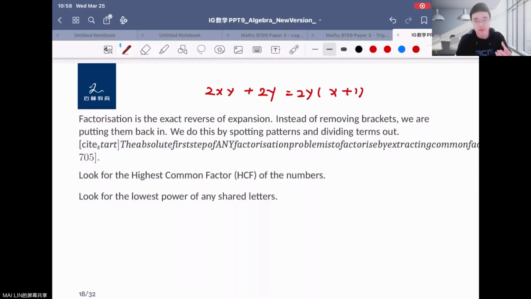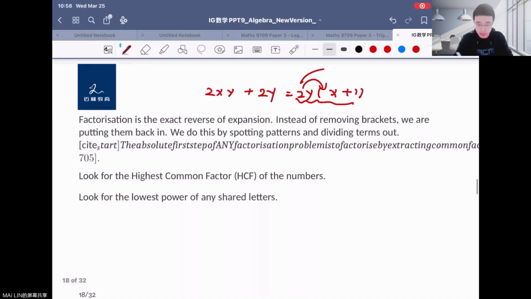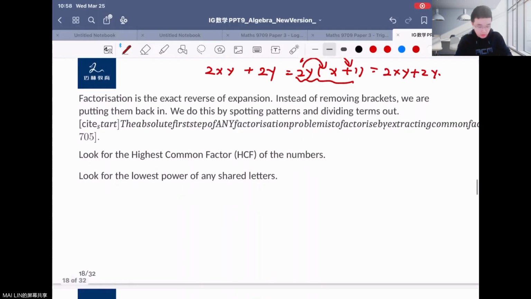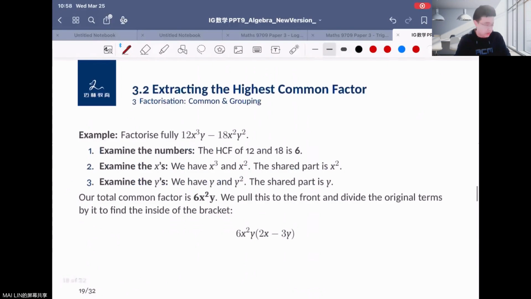And also, sometimes we have to use the expansion method. Like we have 2y times x plus 1. You can first multiply 2y with x and also make a product with 2y and 1. So the final answer is 2xy plus 2y. Right here, we're learning how to extract the highest common factor.